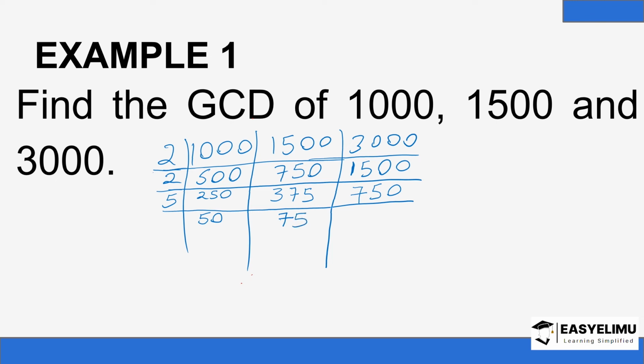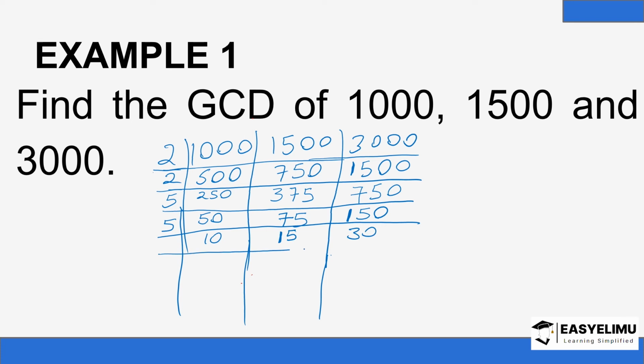25 divided by 5 is 5. 7 divided by 5 is 1, remainder 2. 25 divided by 5 is 5. Then 0. Again 5. So 50 here divided by 10 is 10. For 75, 7 divided by 5 is 1, remainder 2. 25 divided by 5 is 5. 15 divided by 5 is 3. Then again 5. 10 divided by 5 is 2. 15 divided by 5 is 3. 30 divided by 5 is 6.